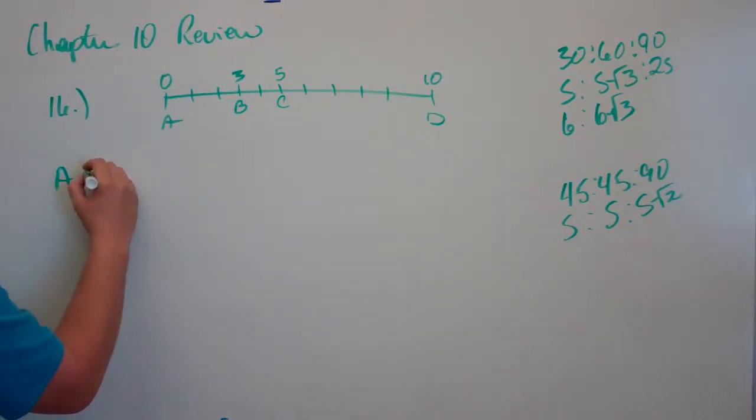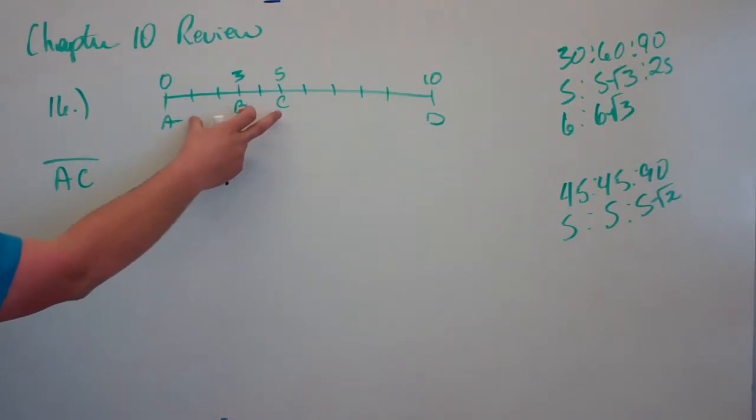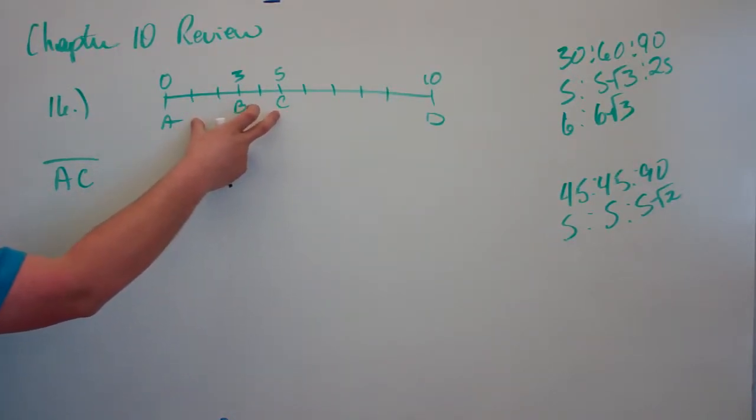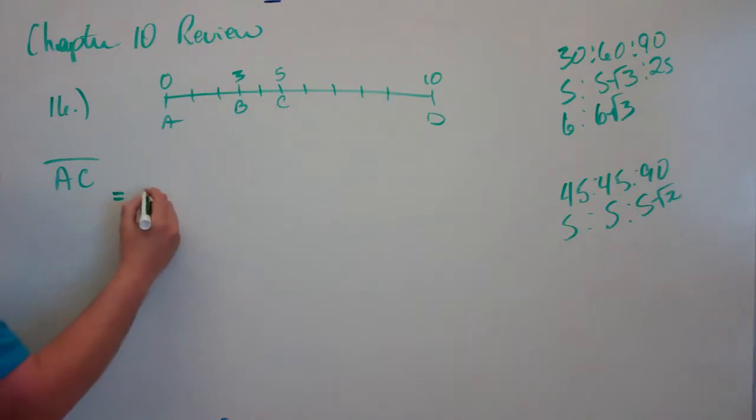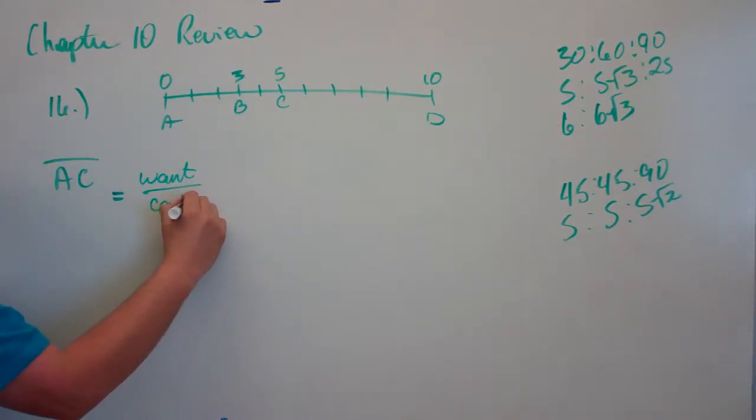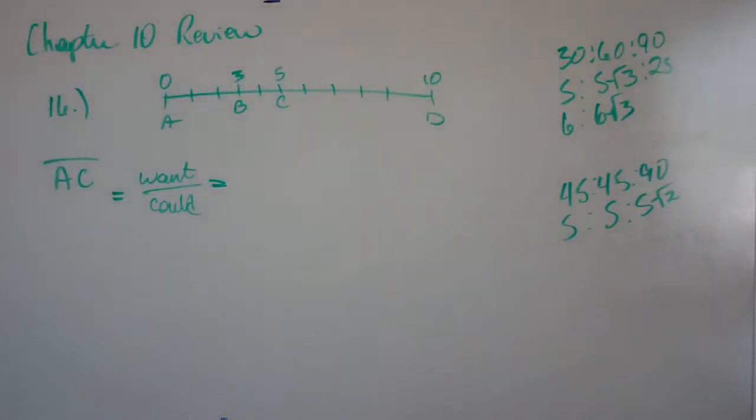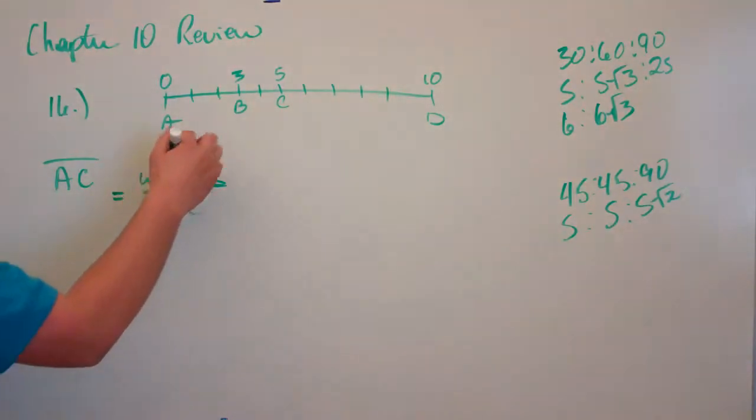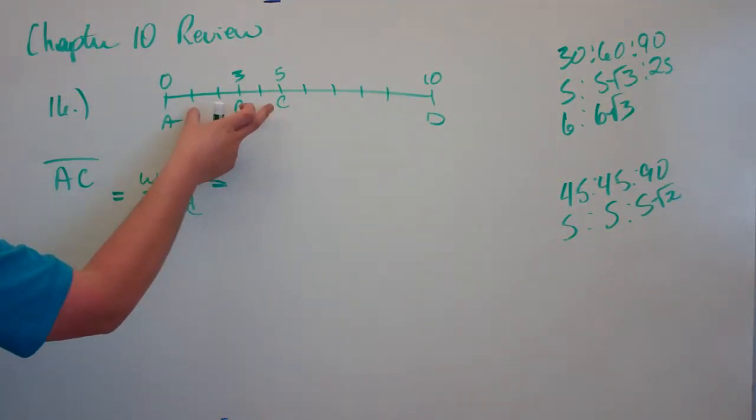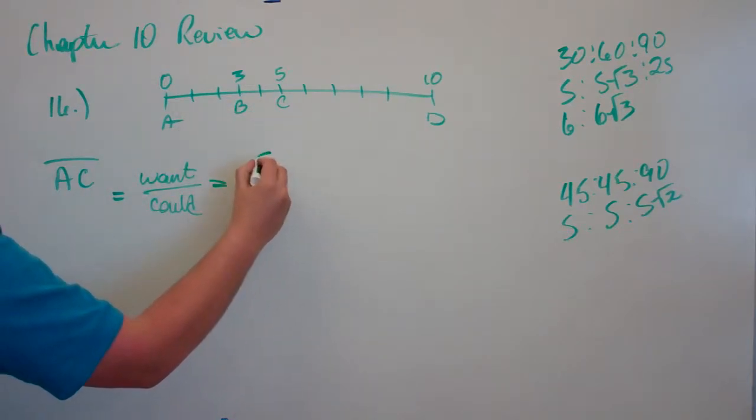So we want to know what the probability is if we were to throw something at this line and we were guaranteed to hit the line. What's the probability that it would land on the segment AC? So remember, it's what you want over all the possibilities that can happen. Okay? Well, what you want is to land on this segment right here. What's the length of that segment? Well, it's C minus A, 5 minus 0, so 5.